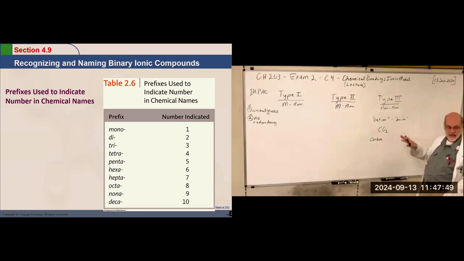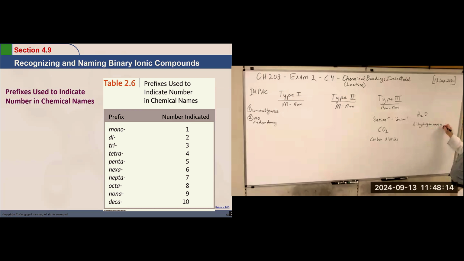So how would we name this one? Let's say dihydrogen monoxide. That's water, of course. Some compounds have grandfathered in names. We don't name it that. That's water. Okay. So there's carbon dioxide.